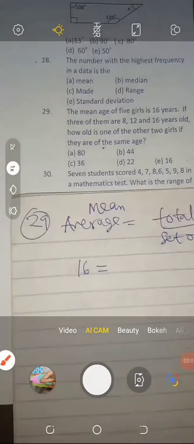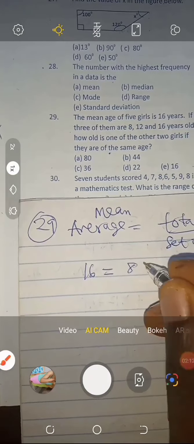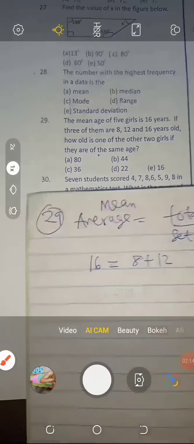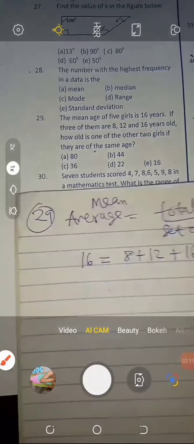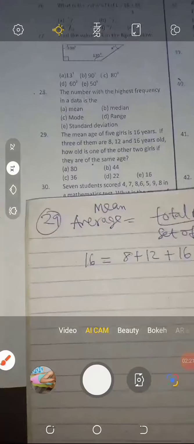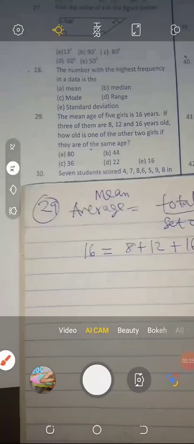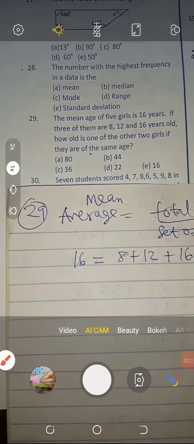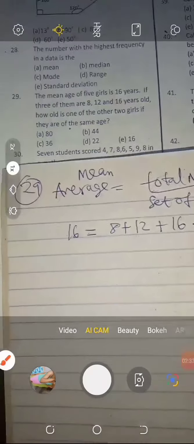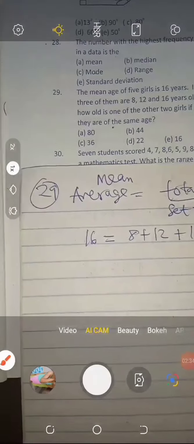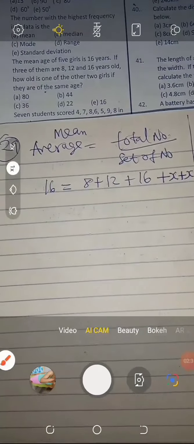Now the ages of the other girls have been given to us. The first 3 girls have been given to us. We have 8 plus 12 plus 16. We are going to sum all their ages. That is the total number. Now remember that those other 2 girls have the same age. So if we let x be the age of each of the girls, we have x for the first girl and x again for the second girl. So we have x plus x.